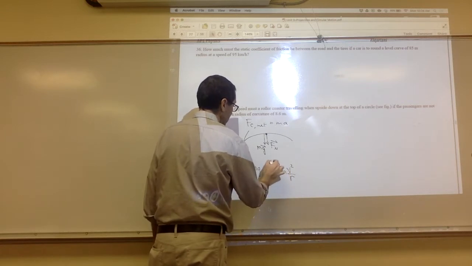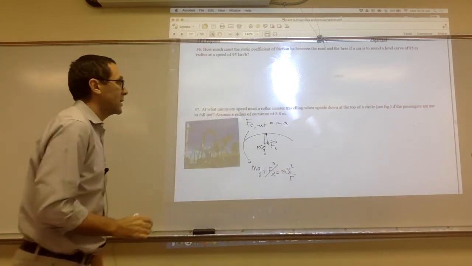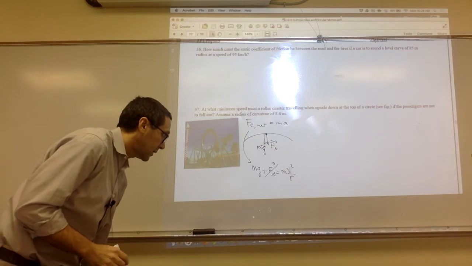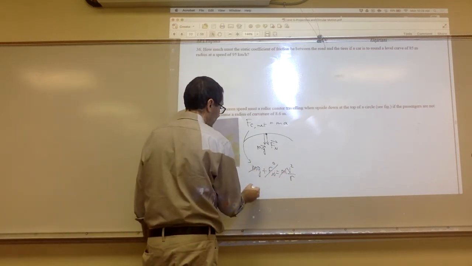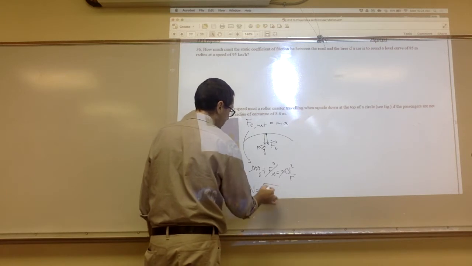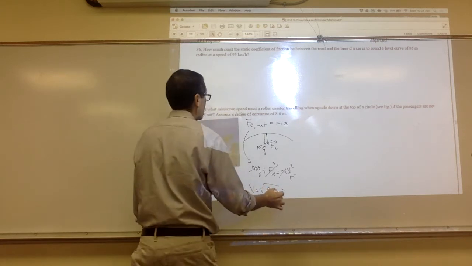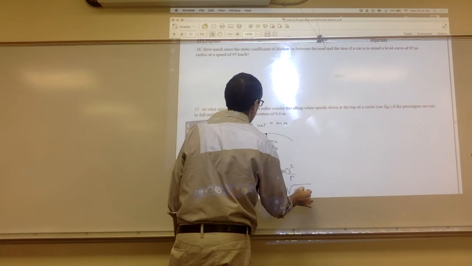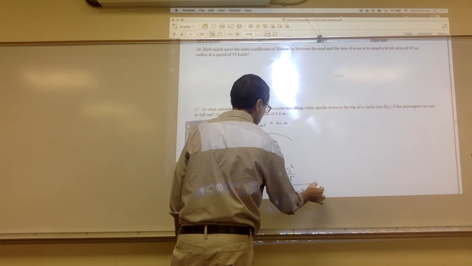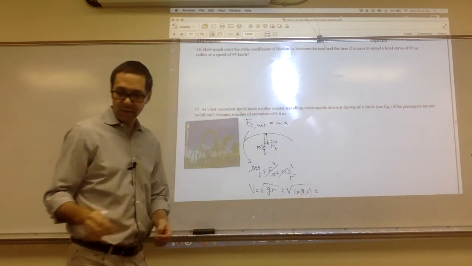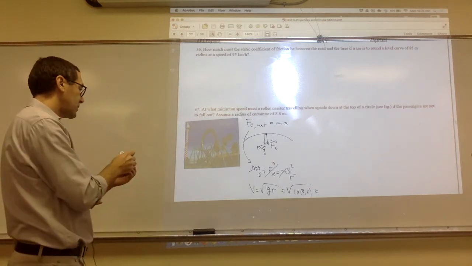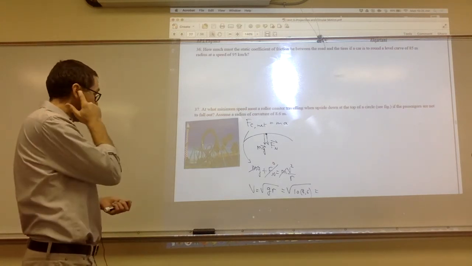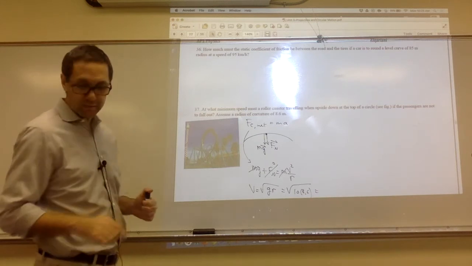Now we're going to say, you know what? If they lose contact with the tracks, then Fn is 0. There's no more contact. Now we can find the v, and that's going to be the square root of gr in this case. So that's the square root of 10 times 8.6. So it's got to be 9 and change, right? Which means at that speed, they're falling off. So they have to be going faster than that.